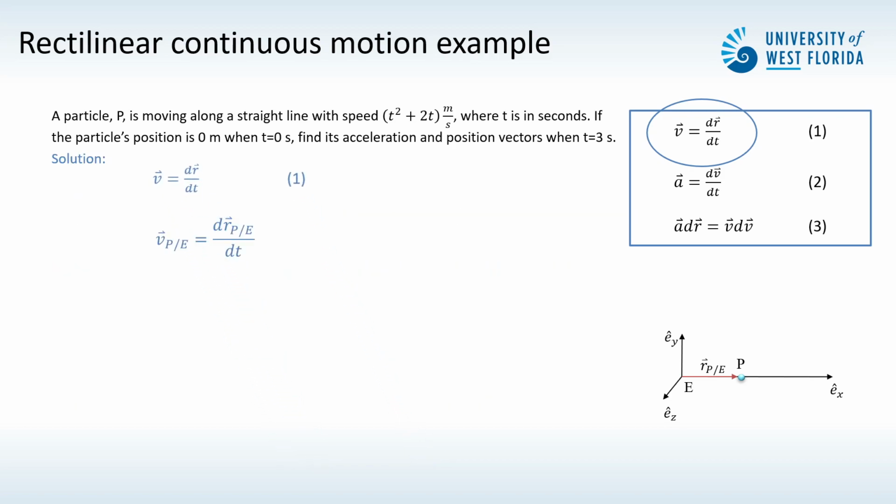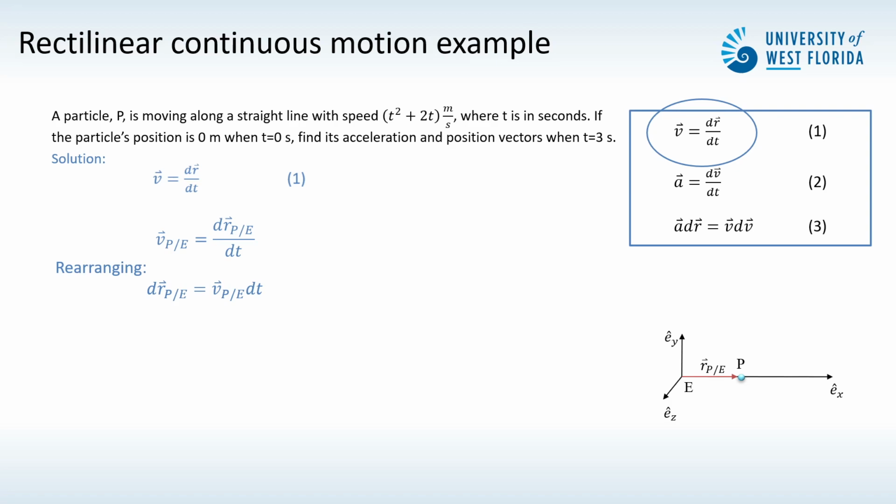I'm going to rewrite equation 1 with the appropriate subscripts for this problem. Here we're interested in the position and velocity of p with respect to e. Next, we rearrange this equation to separate the differential terms. Now we need to substitute an expression for velocity.